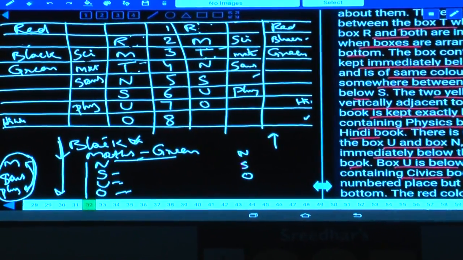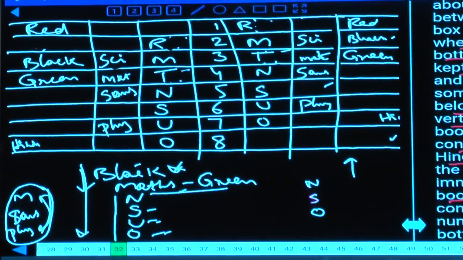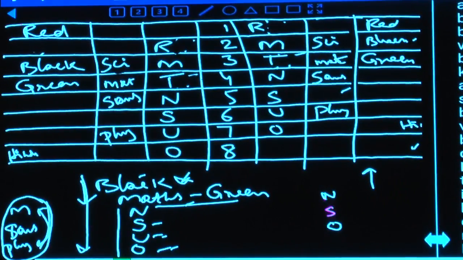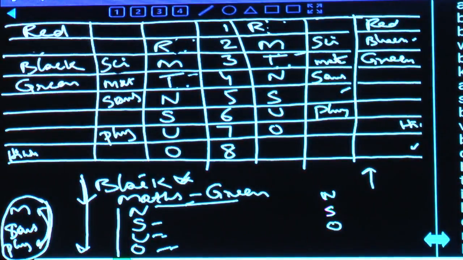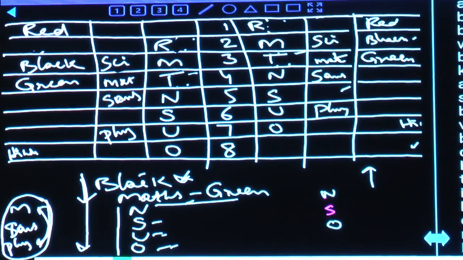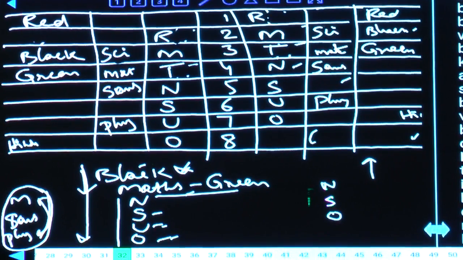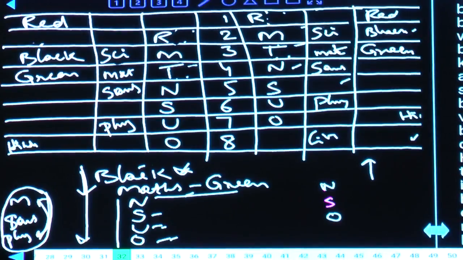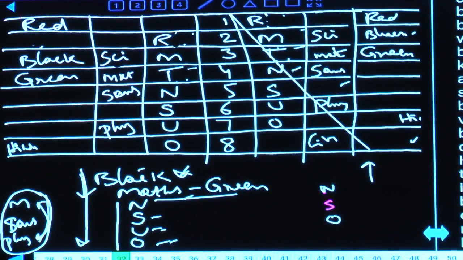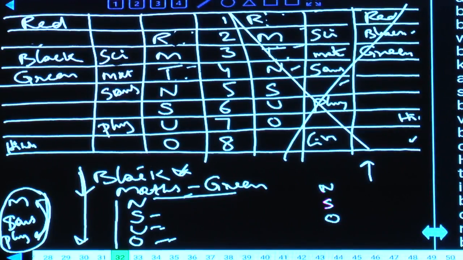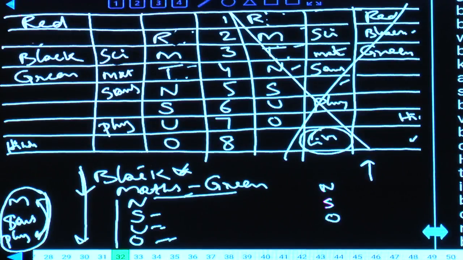The box containing civics is placed at an even number, but not placed at the bottom. As civics cannot be at the bottom, civics must be at either 2, 4, 6 or 8. So what happens here? Finally, civics is at this place. This is the only possibility left, and this case is completely ruled out. Clear? Because finally we should have civics at an even-numbered place, but not at the bottom. Here we are finally getting civics at this one.